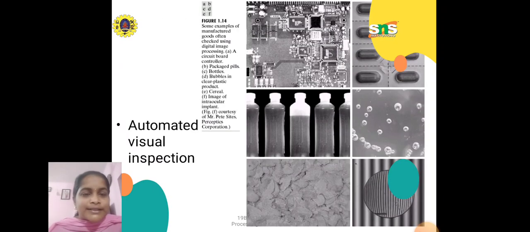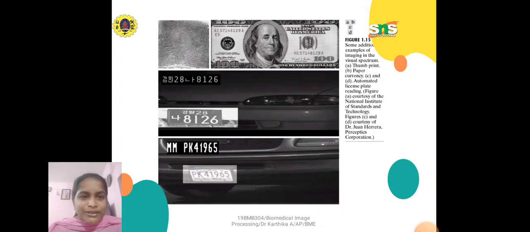Next one is automated visual inspection. This comes under the applications of image processing. Actually, in this video we are focusing on the fundamentals, the basics of image processing. So I have highlighted the definition of image processing and the origin of image processing with some primary applications. This is automated visual inspection, and we have number plate identification.